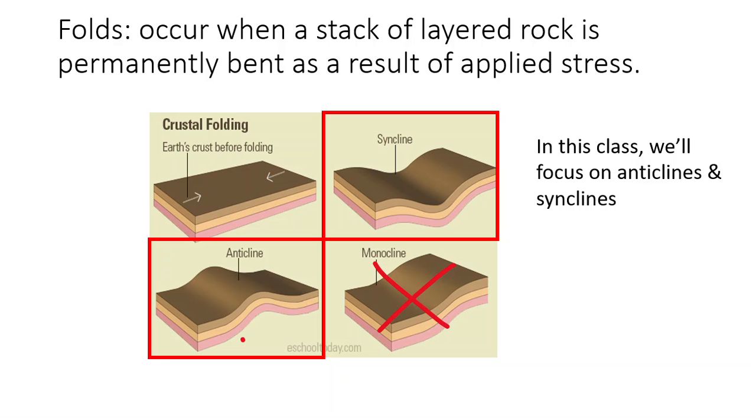The simplest type of stress to imagine associated with folding is like we see in this upper left diagram, regional compressive stress. But I will say in passing that any kind of stress can produce folding under the right conditions, including tensile stress and also shear stress.